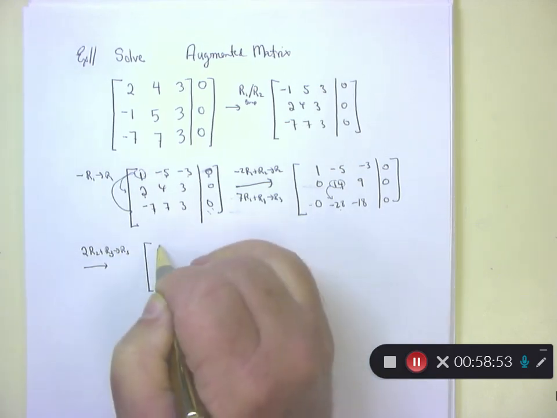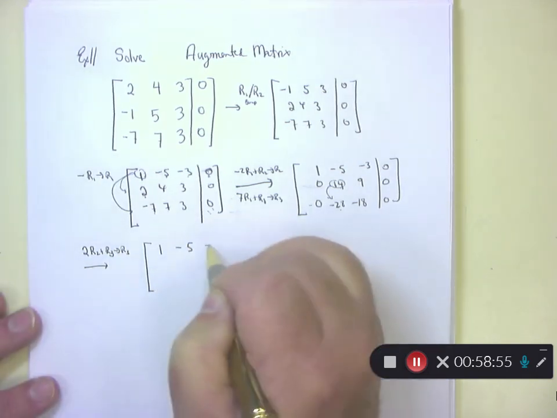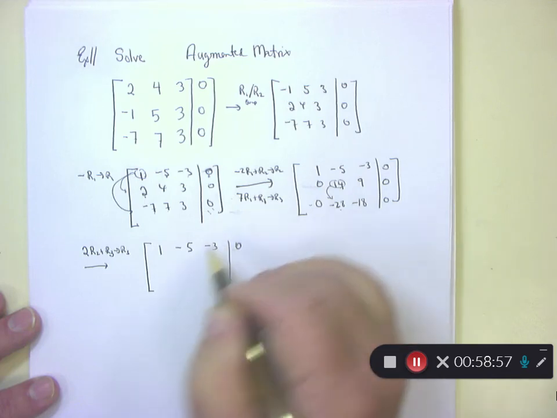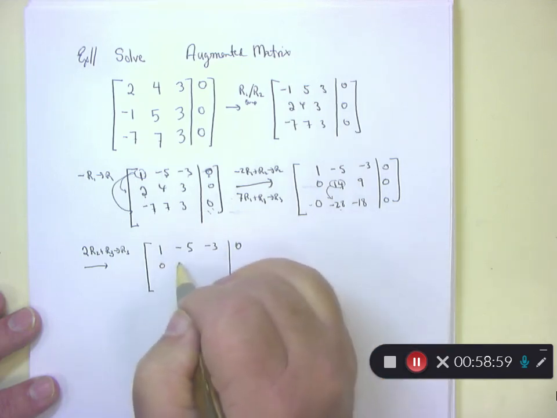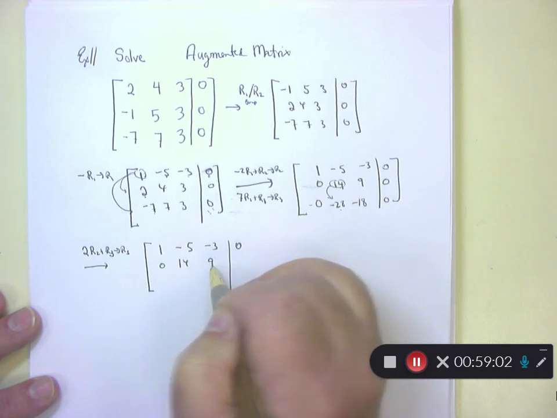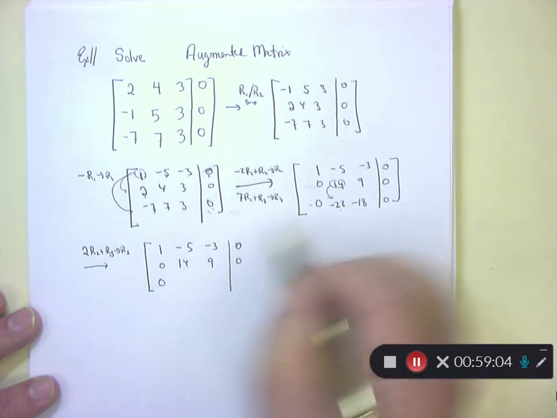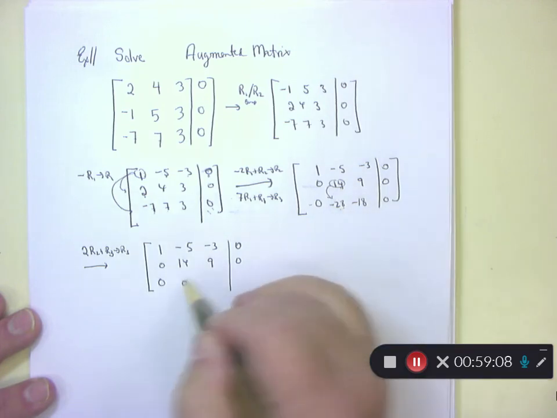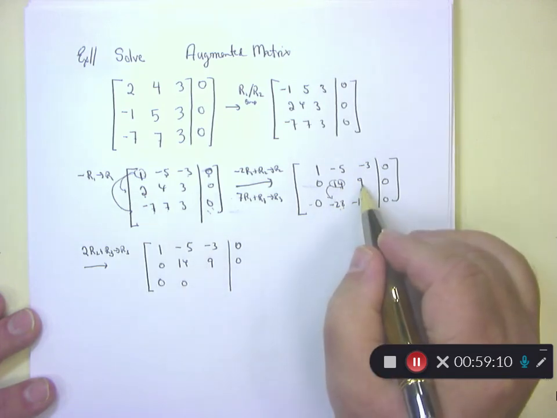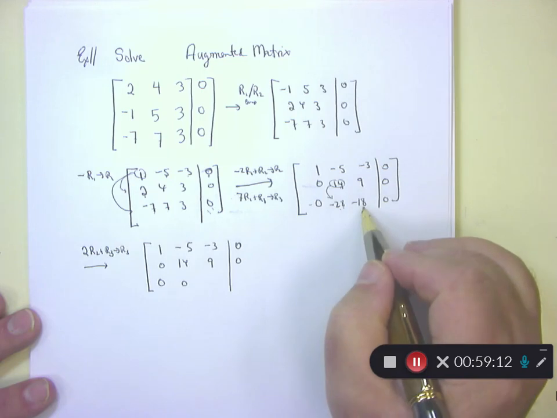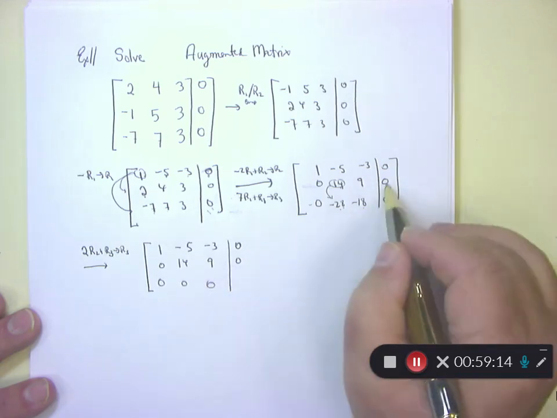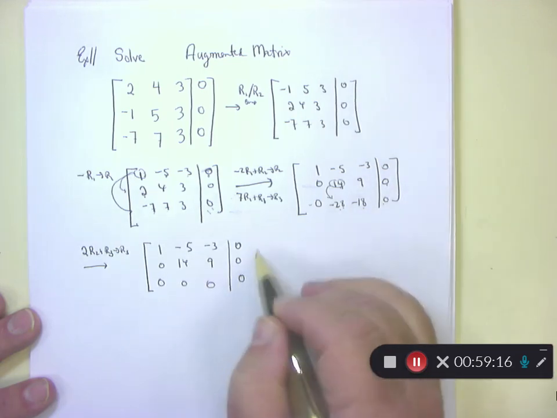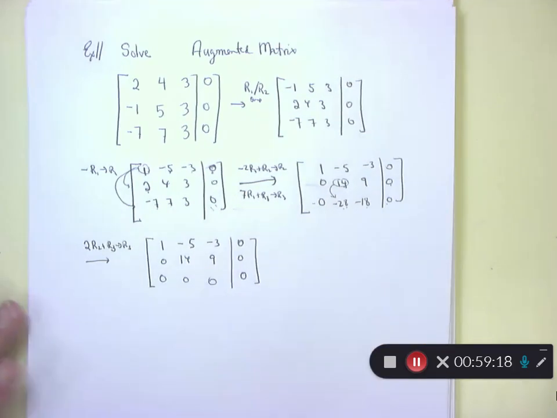This gives me 1, -5, -3, augment 0, 0, 14, 9, 0, 0. 2 times 14 is 28 plus -28 is 0. 2 times 9 is 18 plus -18 is 0. 2 times 0 is 0 plus 0 is 0. Notice, I got a row of zeros now.